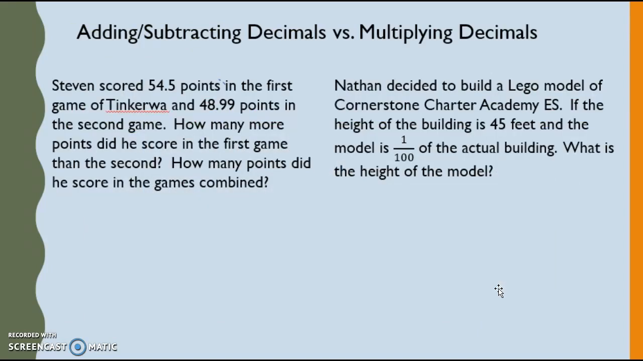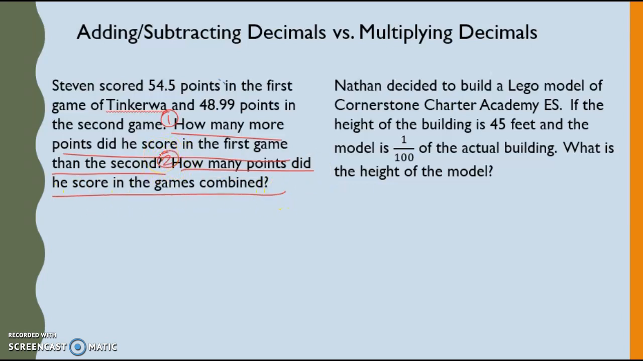So, what is the difference between adding and subtracting decimals and multiplying decimals? Let's take a look at that. Stephen scored 54.5 points in the first game of Tinkerwa and 48.99 points in the second game. Here's a question: How many more points did he score in the first game than in the second? And then how many points did he score in the games combined?